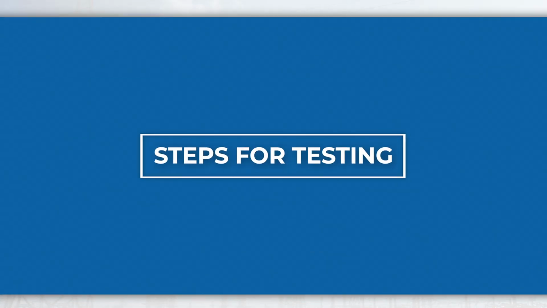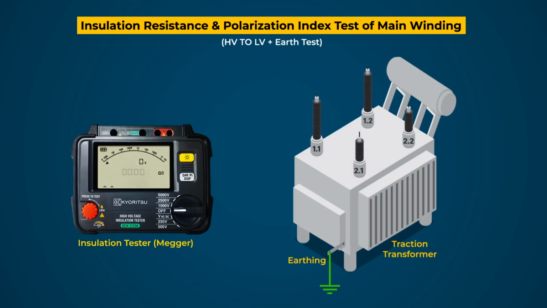Steps for testing. Here we are conducting a test for HV to LV plus earthing only. Therefore, for this test, connect both bushings of LV with shorting wire and similarly connect both bushings of HV with shorting wire. After that, connect the LV winding to the earthing.